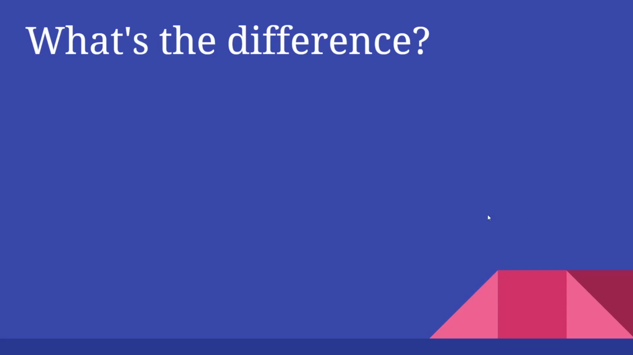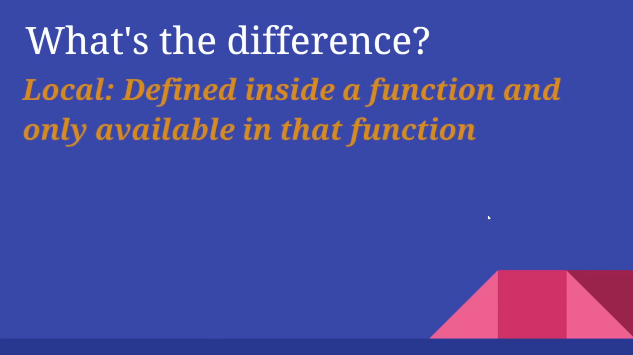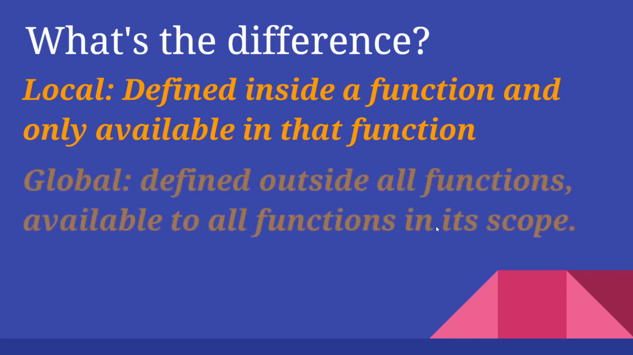So you may be asking yourself, well, what's the difference between a local and a global variable? Well, for starters, local variables. These are what you're most likely used to using and seeing. Local variables are defined in a function. The thing you may not understand is that those variables are only available in that function. And global variables. These are variables that are set up similar to local variables. However, global variables are defined outside all functions and are available to all functions within its scope.